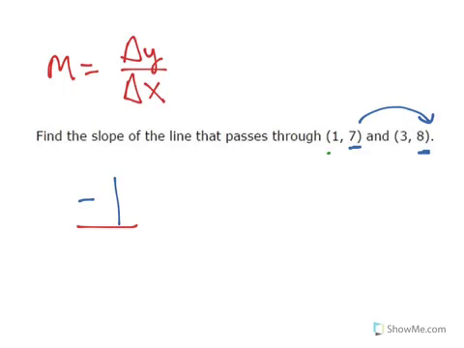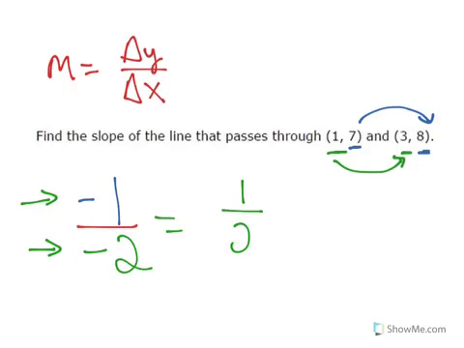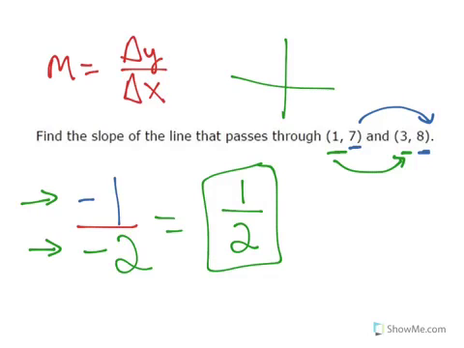Let's do my change in x. From 1 to 3. 1 subtract 3 would be -2. I have a negative divided by a negative, which would be a positive. So my slope would be 1/2. By the way, all of these I could check by graphing. 1, 7, 3, 8. Okay? And I would go up 1, right 2.